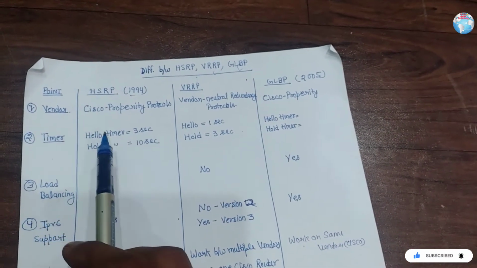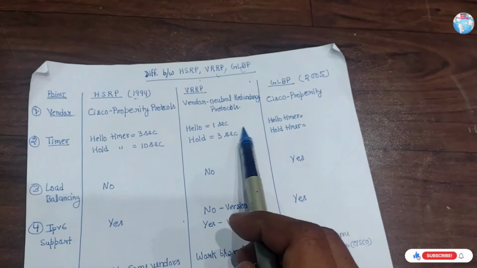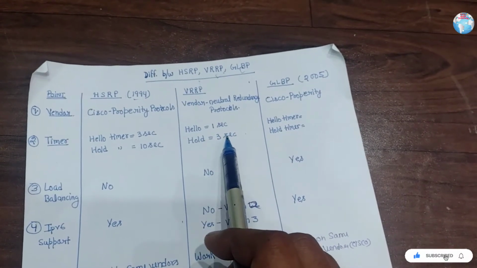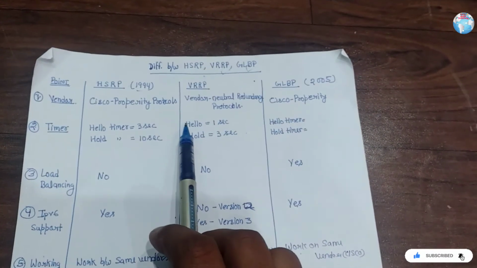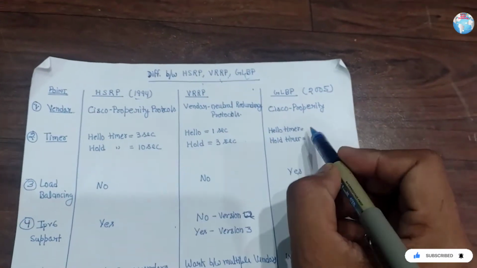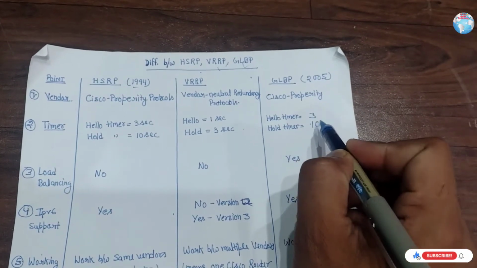Timer. In HSRP, the hello timer is 3 seconds, hold down timer is 10 seconds. In VRRP, the hello timer is 1 second and hold down timer is 3 seconds. It's faster than the HSRP. GLBP has the same timer as HSRP: hello timer is 3 seconds and hold down timer is 10 seconds by default.